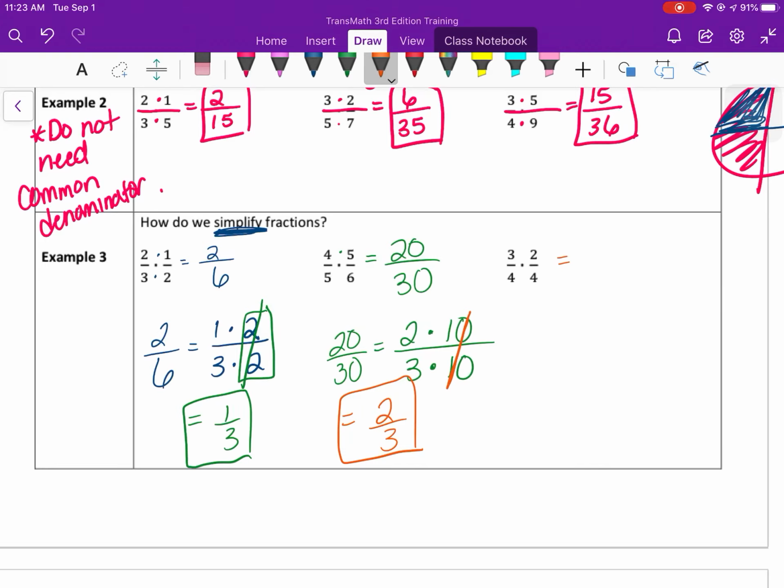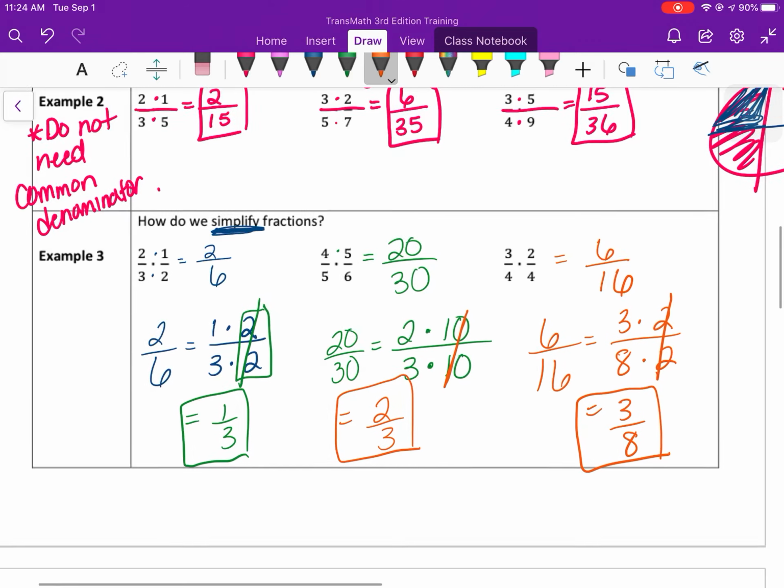All right, one more. 3 times 2 is 6. 4 times 4 is 16. So since they're both even numbers, I know that I can divide them by 2. So for example, 6 is 3 times 2, and 16 is 8 times 2. Then I can cancel the 2's, so it reduces to 3/8.